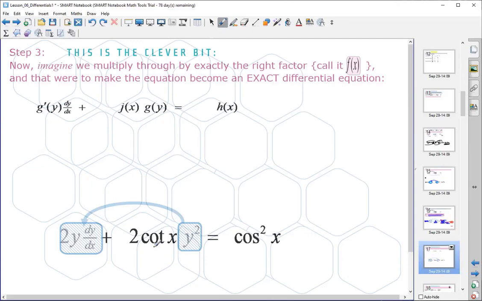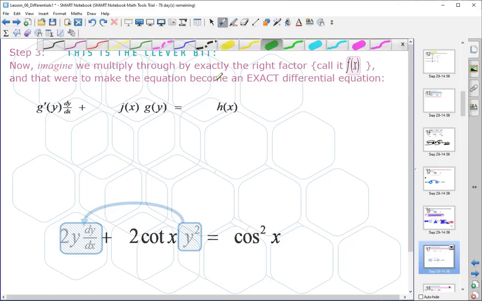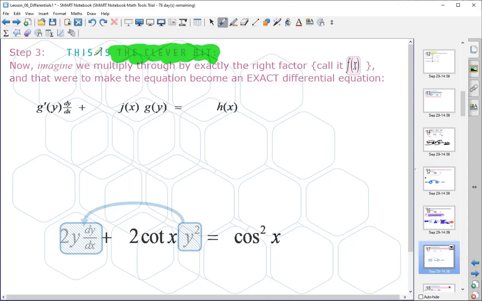Now, right, this is the clever bit, the interesting bit. This is the complicated bit, but it's not that complicated once you know, because it's a procedure. Explaining it is complicated, but doing the procedure is easy. We'll do the same procedure every time and it will become easy.